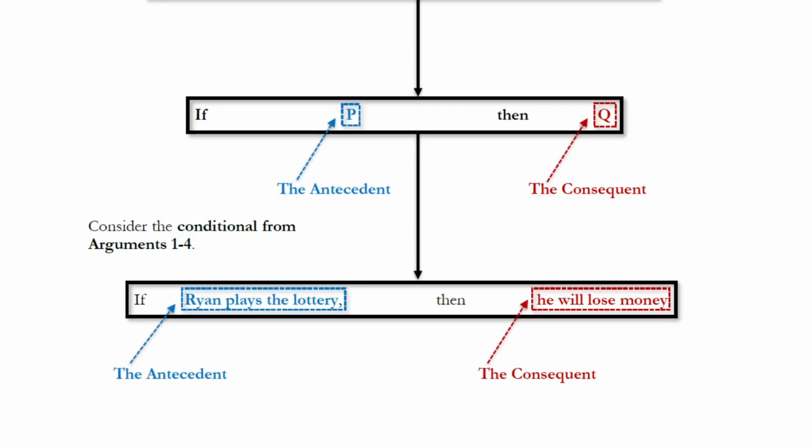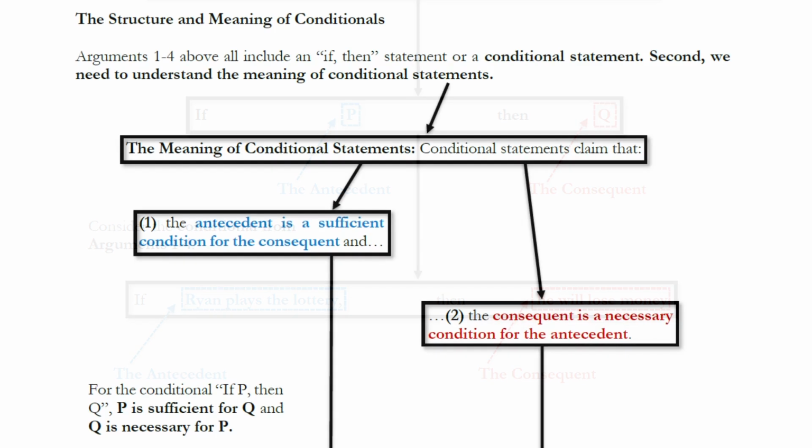So, every conditional statement has two parts, an antecedent and a consequent. To better understand this point, let's consider the conditional statement that was found in arguments 1 through 4. If Ryan plays the lottery, then he will lose money. In this case, Ryan plays the lottery is called the antecedent, while he will lose money is referred to as the consequent. But what do conditional statements mean?